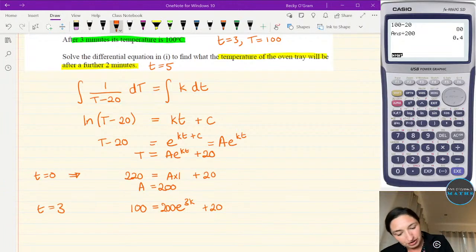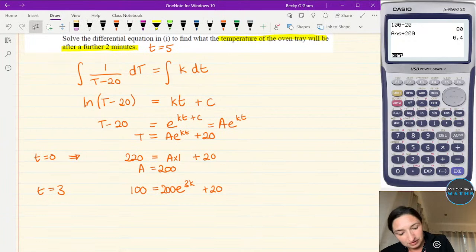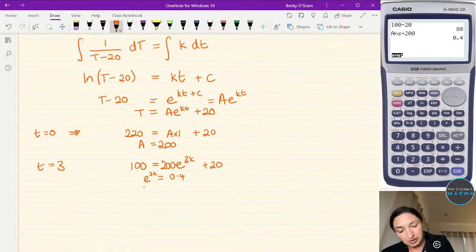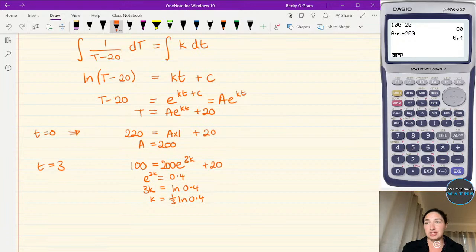So I'm at the point where I've got e to the 3k is equal to 0.4. So now if I take log of both sides, I'll get 3k is equal to log of 0.4. So k is a third log of 0.4, and I'm deliberately not turning that into a decimal at this point because I know I'm going to go on and use it in the next step, and I want it in a form that's easy to just plug straight into the calculator and it be fully exact.